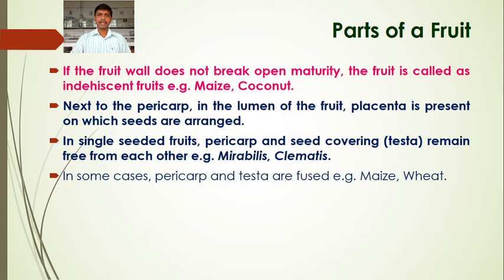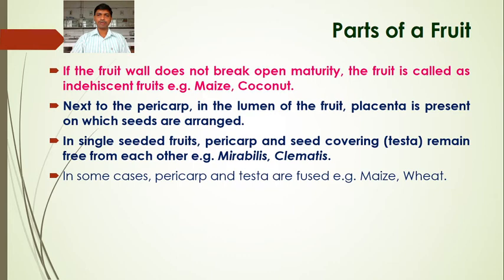Next to the pericarp, in the lumen of the fruit, placenta is present on which seeds are arranged. As you know, in placentation we saw the fertile tissue, that is the placenta, which bears the ovules. These ovules after fertilization develop into the seed. Pericarp is one of the parts of the fruit that may consist of epicarp, mesocarp and endocarp.